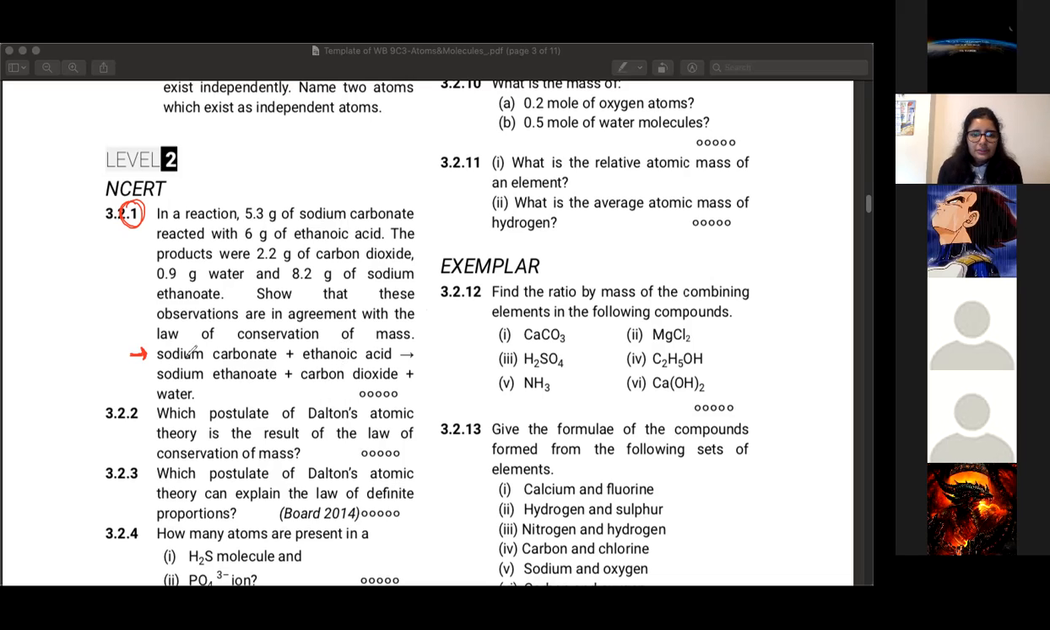So before reaction, mass of sodium carbonate plus mass of ethanoic acid, 5.3 plus 6. Yes, Ashka, you get 11.3 grams. Then after reaction, you have sodium ethanoate, 8.2 grams of that, plus carbon dioxide, 2.2, that makes 10.4, plus water, 0.9. Add it, you get 11.3 grams. Awesome. So mass before reaction equals mass after reaction. So it is followed.